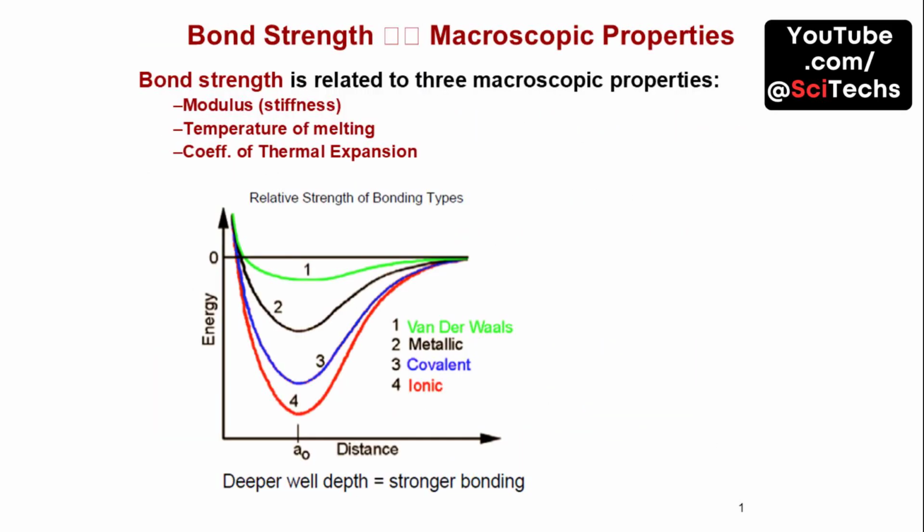Melting point, Tm, is directly related to bond strength. Higher bond energy results in a higher melting temperature, demonstrating the correlation between atomic bonding and thermal properties.